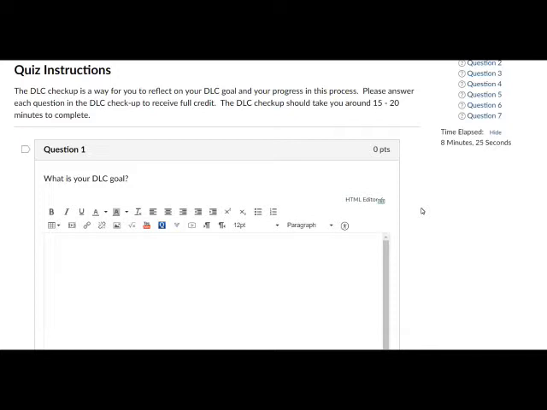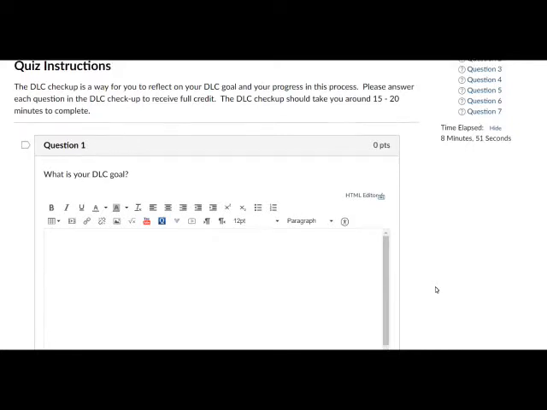So treat the DLC checkup like a reflection piece of your DLC goal. With that said, we need to know that reflection piece because instructional technology is here to support teachers and help you with your goal. So that's why we need this information, so that it can guide us with where we want to go and what we need to do to help you. So the first question really just asks you to put in your DLC goal, and you can copy and paste that in from the Google Doc you already have.